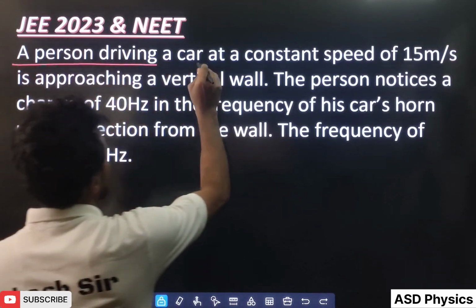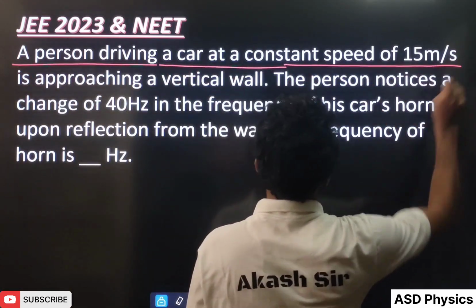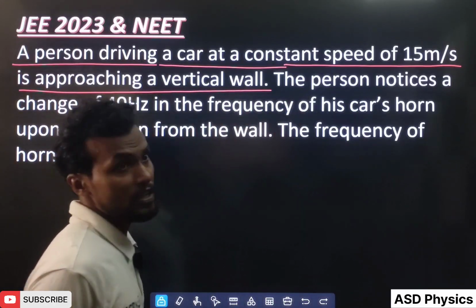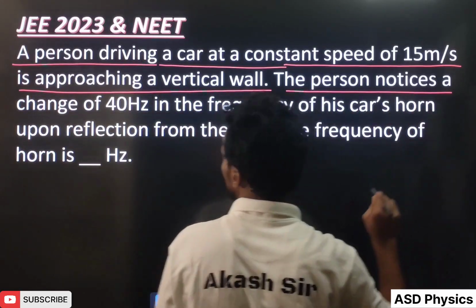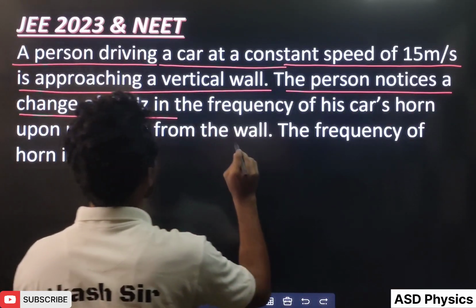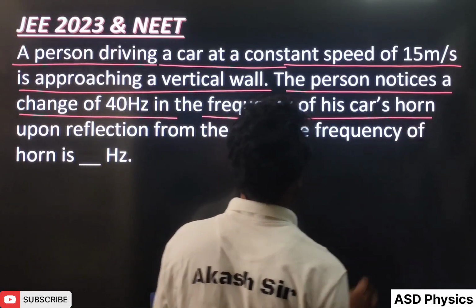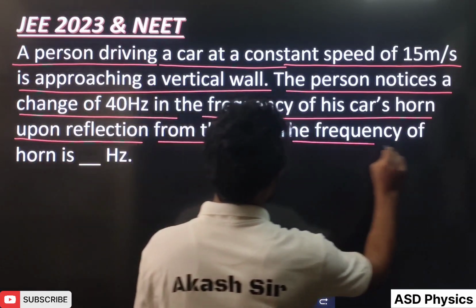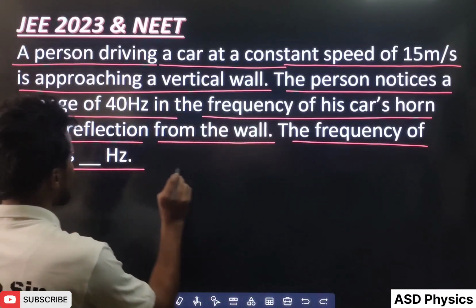So see, a person driving a car at a constant speed of 15 meters per second is approaching a vertical wall. The person notices a change of 40 Hz in the frequency of his car horn upon reflection from the wall. The frequency of the horn is how much?